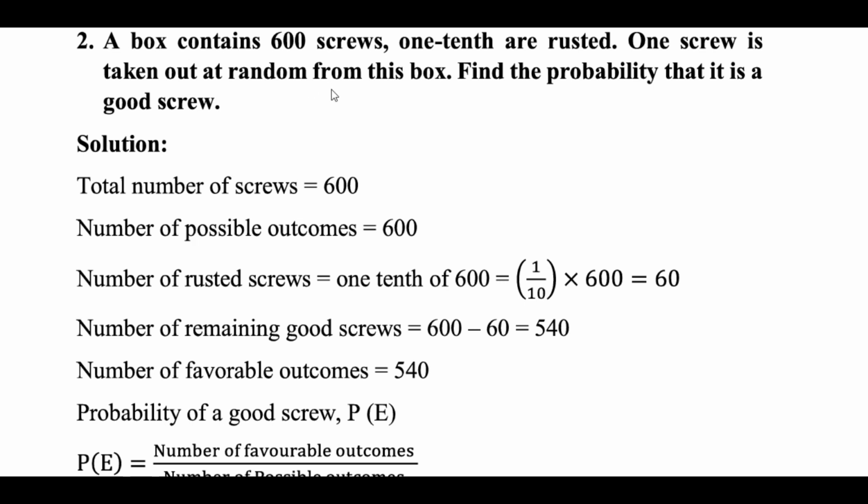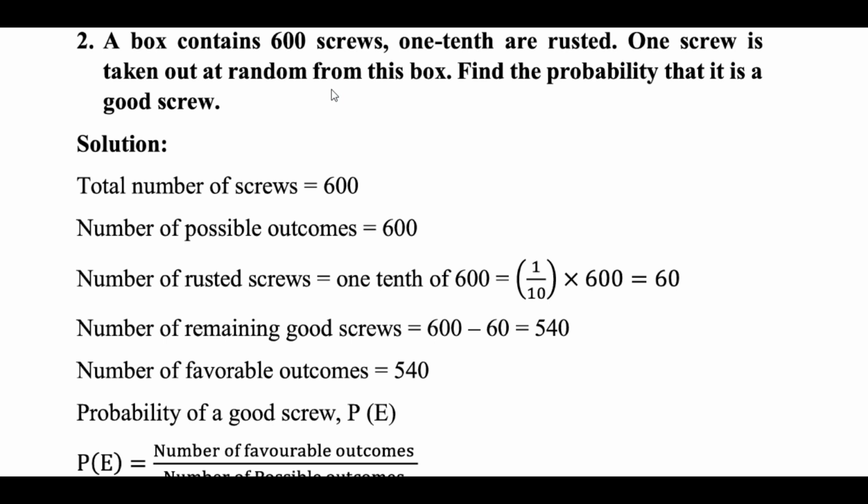A box contains 600 screws, 1/10 are rusted. One screw is taken out at random from this box. Find the probability that it is a good screw.